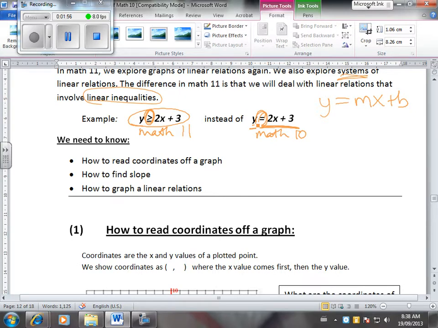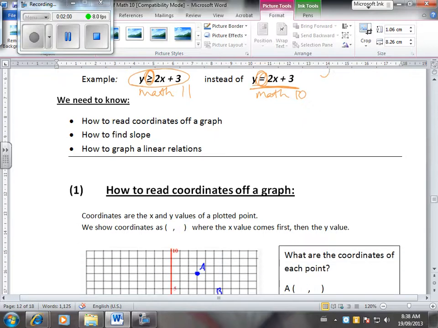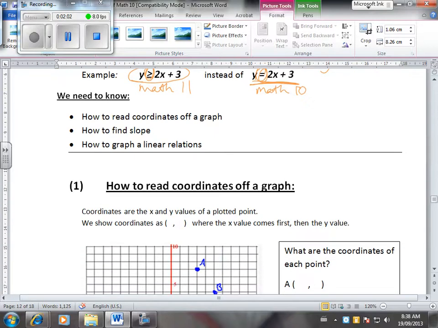So first of all, before we start graphing lines, we need to be able to read coordinates off a graph. And so we worked on that a little bit last week. We need to be able to find slope. That's super important. So slope will be your friend, okay? So if at any point you're struggling with slope, that's something I want you to come talk to me about, okay? Because slope is so integral to this section, and I really want you guys to do well. And then we'll learn how to graph a linear relation.